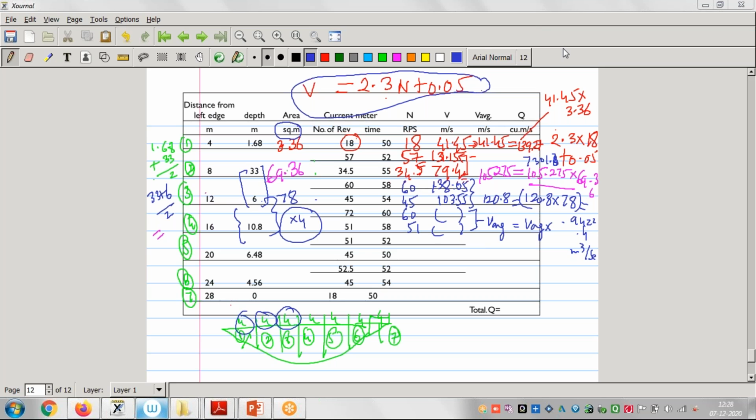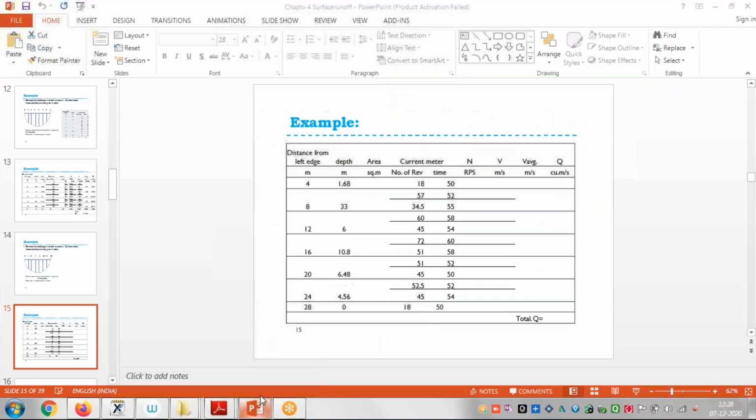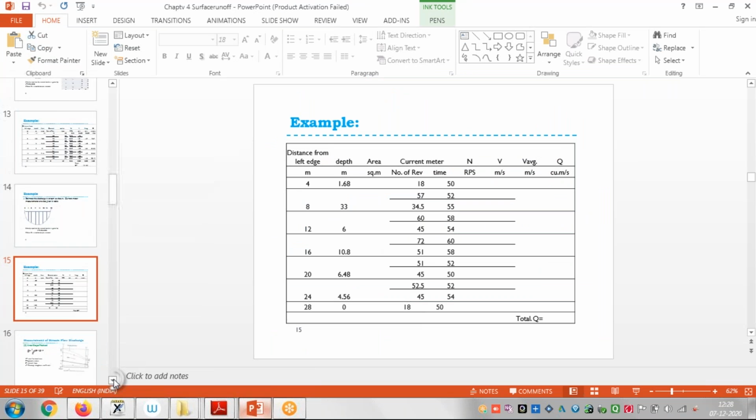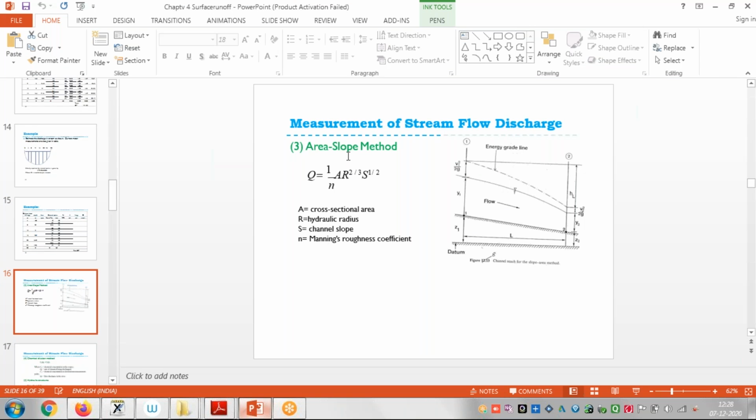Now, so this is one of the methods. Now we come to another slide. There is another method, that is the third method. It is the area slope method. In fluid mechanics, actually, this description is given for this method. What is this actually? We will try to understand this.